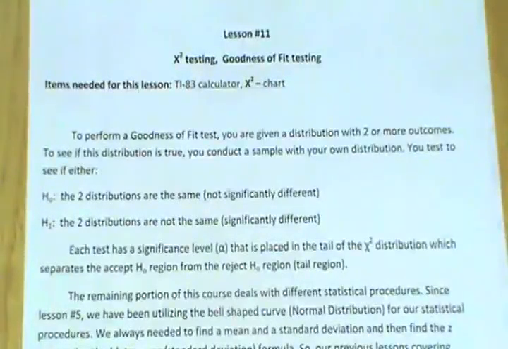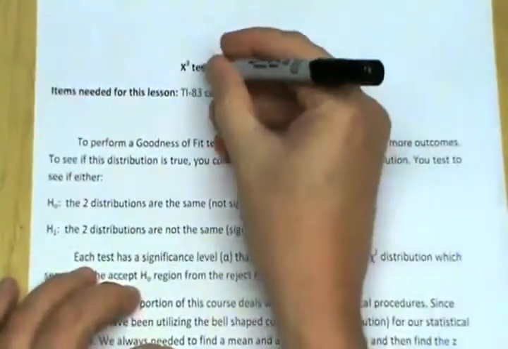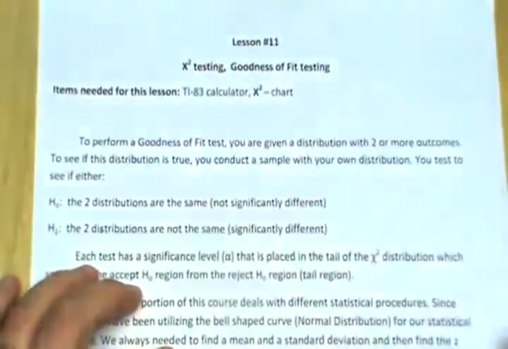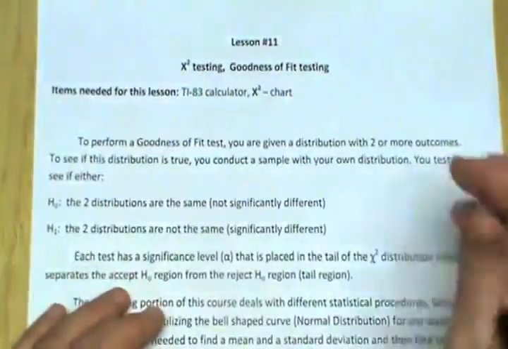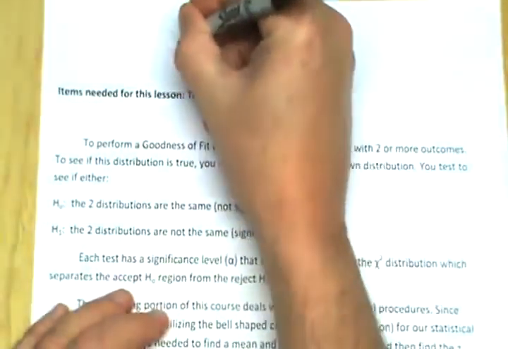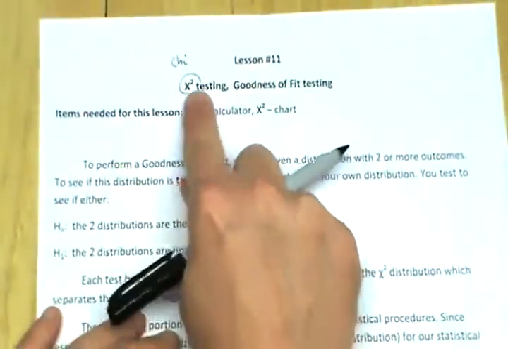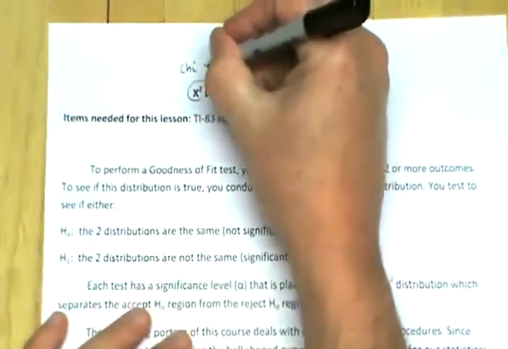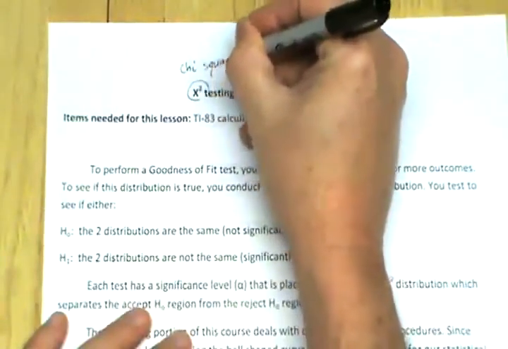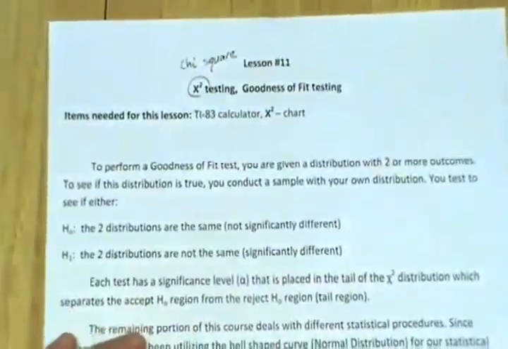Lesson 11 begins something known as chi-square testing. There are two types of chi-square tests. There is goodness of fit testing, and then there's something we're going to do in lesson number 12. This is the symbol for chi. It's a Greek letter, and square because it's squared. That's the symbol that's going to be used for our test statistic.